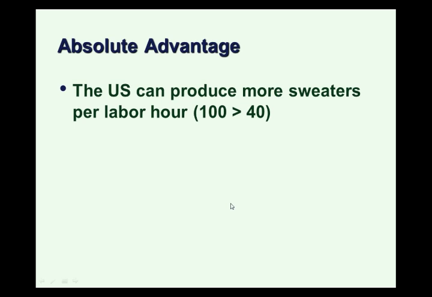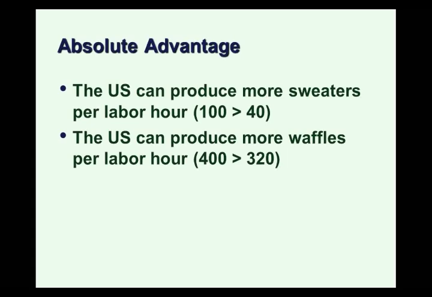So if we look at these two tables, we actually see the United States has an absolute advantage in sweaters and waffles. This is a hypothetical example. I have no idea if this is true. But here in this table, as we've drawn it, the United States can produce more sweaters per labor hour, 100 versus 40. And the United States can produce more waffles per labor hour, 400 versus 320.